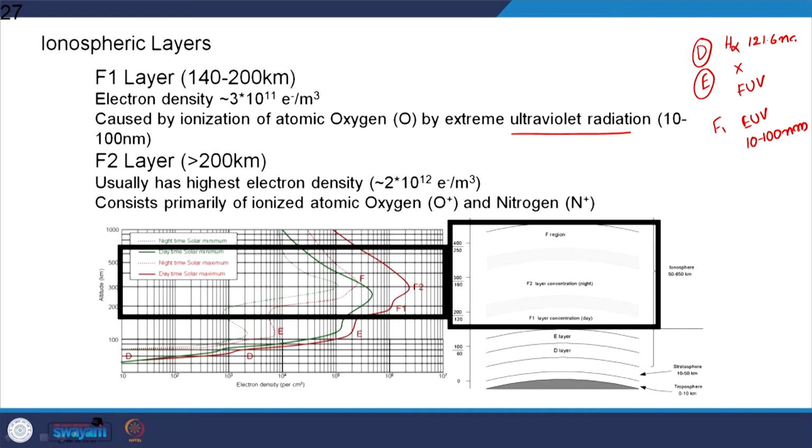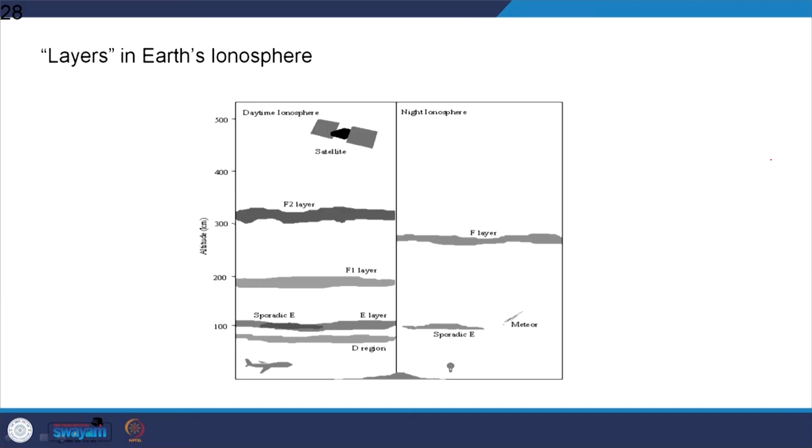The F2 layer is considered to have the strongest electron density, the highest electron density. The F2 layer occurs above 200 kilometers and usually has the highest electron density, which is of the order of 10 to the power of 12 per meter cube, and this consists mainly of atomic oxygen ions and nitrogen ions. So F2 is 10 to the power of 12 electrons per unit volume.